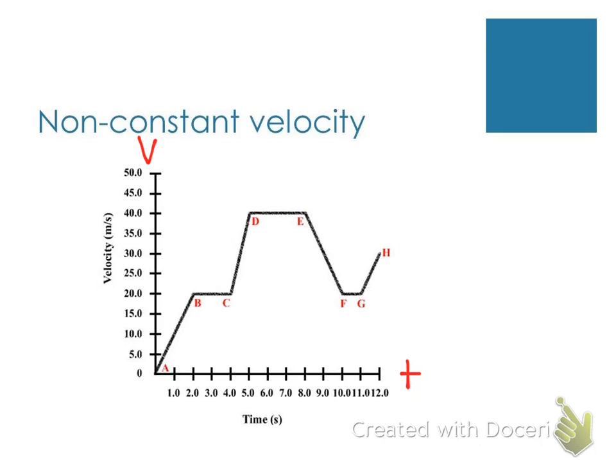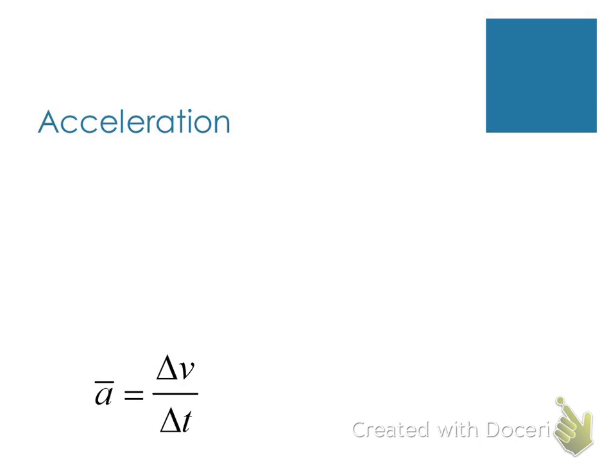On a velocity versus time graph, those slopes give you our acceleration. If we have a positive slope, that means we're speeding up. If we have a negative slope, that means we are slowing down. Very good. All right, let's look at acceleration. Acceleration is a change in velocity. Acceleration can be both positive and negative.